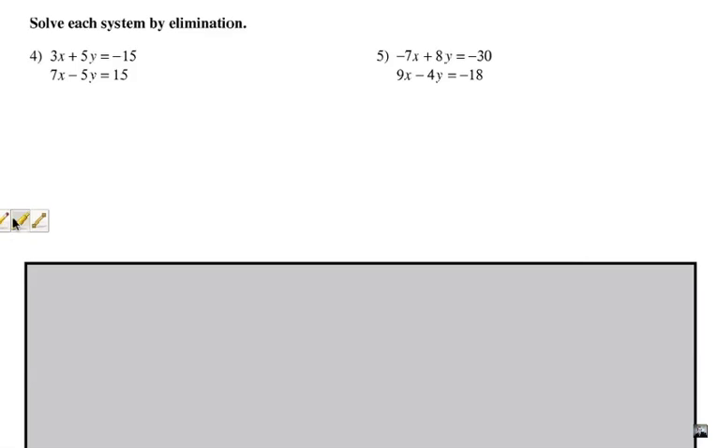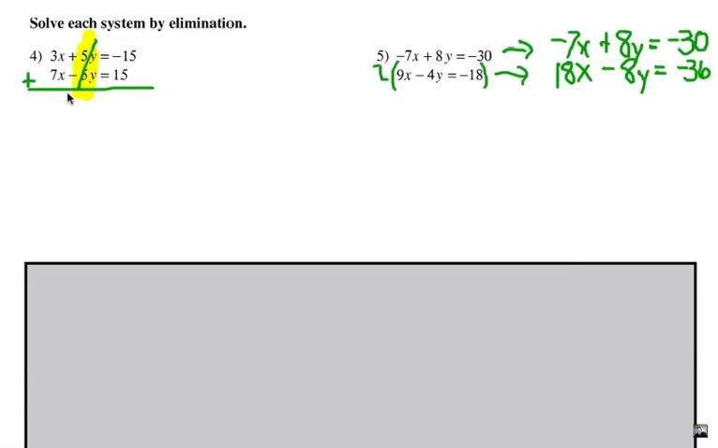All right, the first thing we need to look for is what are we going to eliminate? Well, this first one, number 4, is pretty easy because we have positive 5y and negative 5y. We can add those equations and get rid of the y's pretty easy. On number 5, it looks like we're going to have to do some multiplication, and I see the 8 and the 4 there. So let's multiply in that second equation.